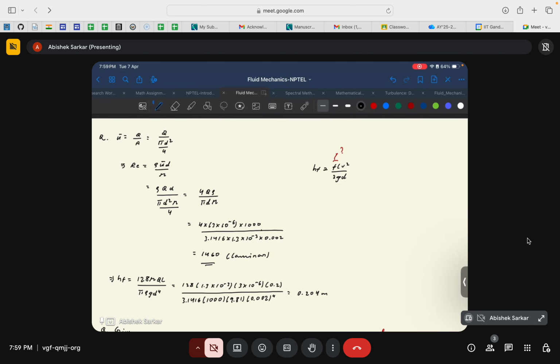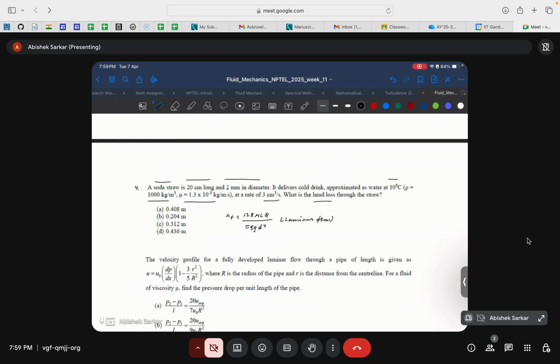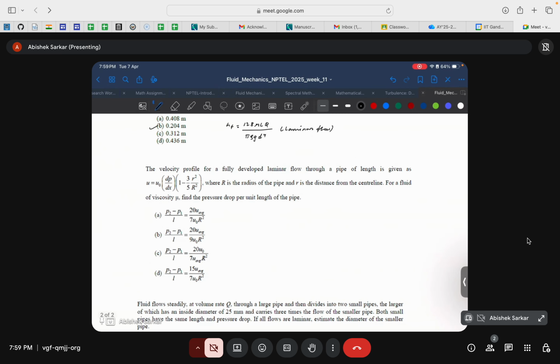So now we can apply the head loss formula to obtain the head loss through the straw. If you substitute the values of Q, L, D, and of course rho, g and mu, the head loss turns out to be 0.204 meter. So the correct answer would be option B. Let us look into question number 5.